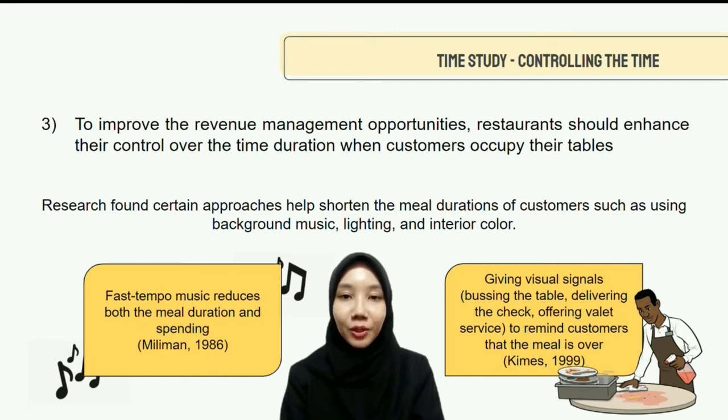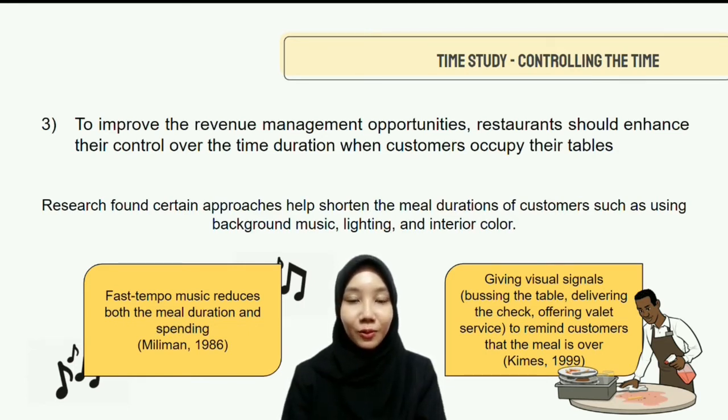For example, we sometimes experience in a restaurant that the waiter or server gives the bill or check to our table after we finish eating, even though we don't have the plan to go back yet.